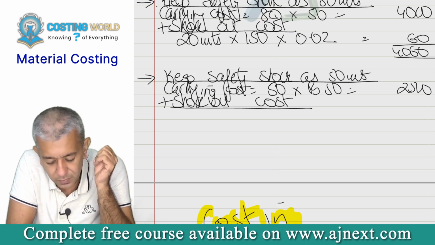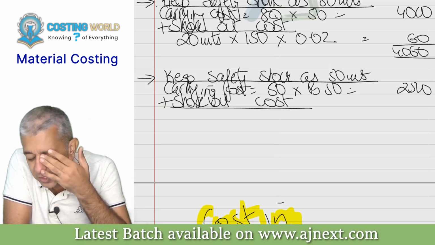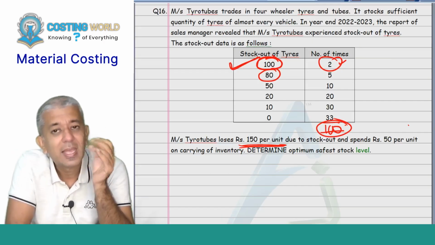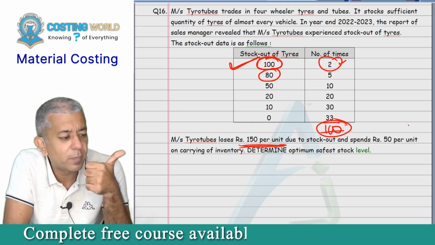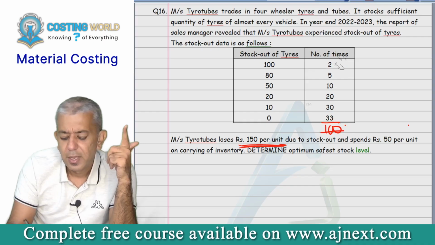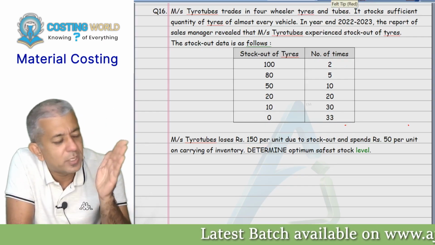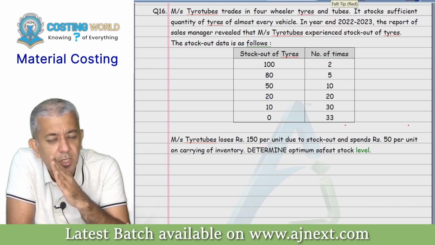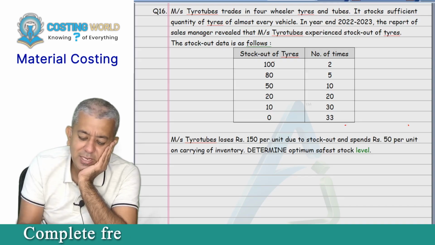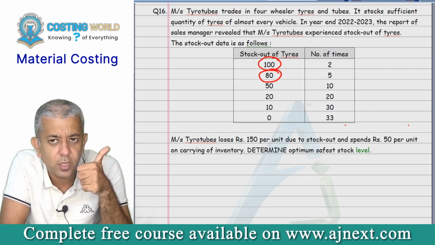Now listen. Please don't write till the time I finish. If you are going to be keeping extra stock as 50 units, tell me, can there be stock out? First of all, reply to me yes or no. Yes. Tell me, there can be stock out when either this happens or this happens. Tell me both the things. When there is extra demand for 100 and when there is extra demand for 80. Is that all okay? Yes.